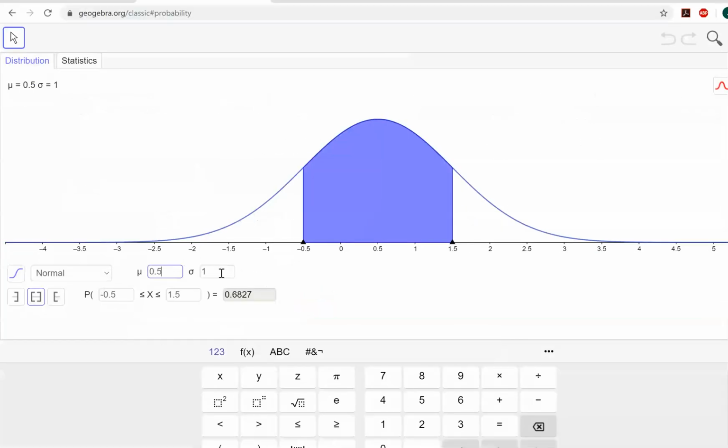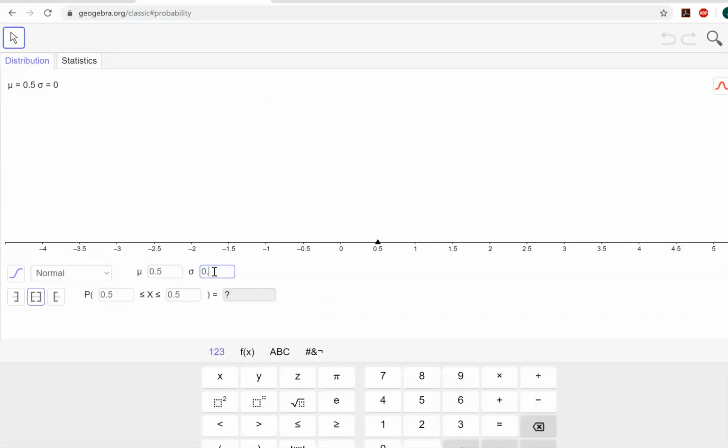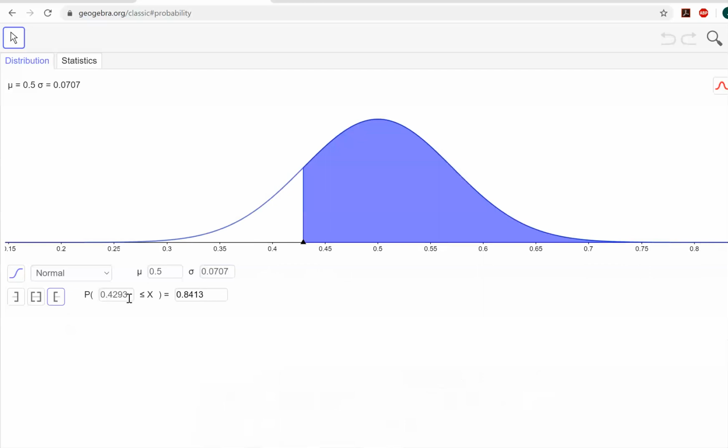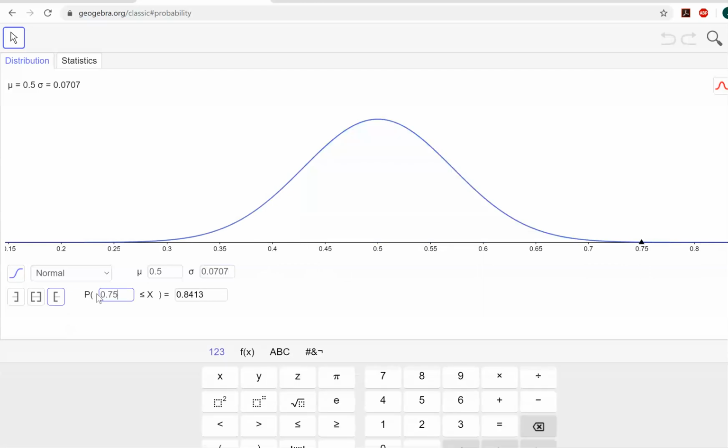So 0.5 for the center, and then 0.0707. And then I want an area to the right, and that cutoff is going to be 0.75. And what you can see is with this number line, 0.75 is way out there as a sample, which lines up with what we were seeing with that z-score coming through. So this p-value is the probability, so we're going to grab that 0.0002.